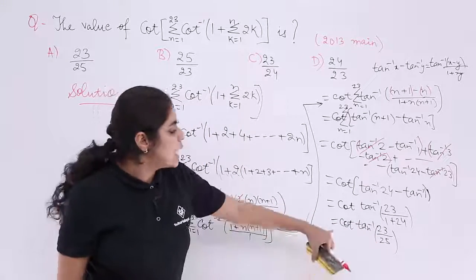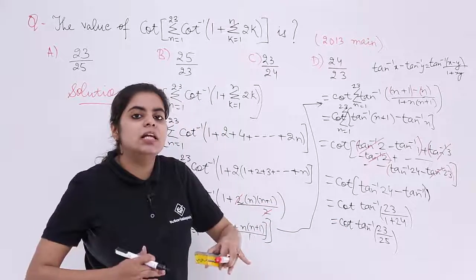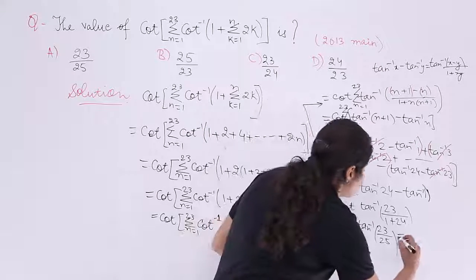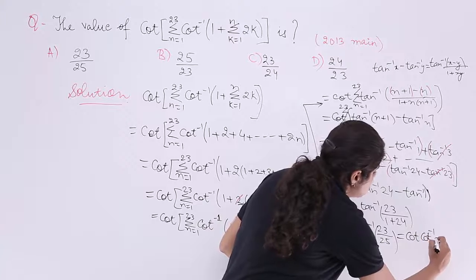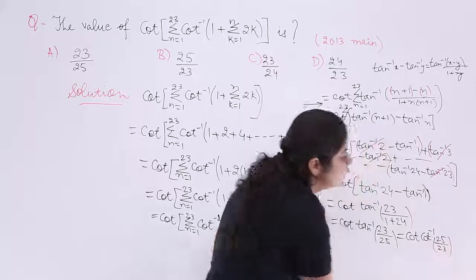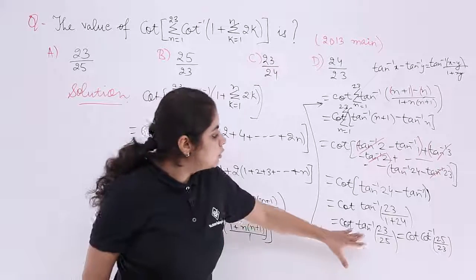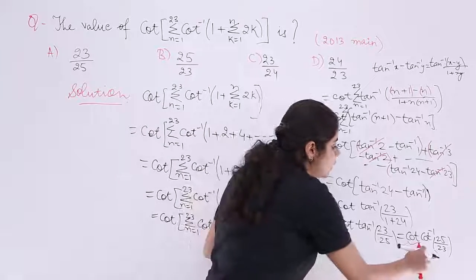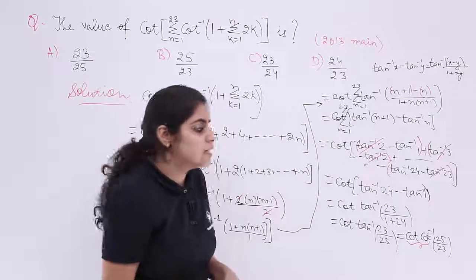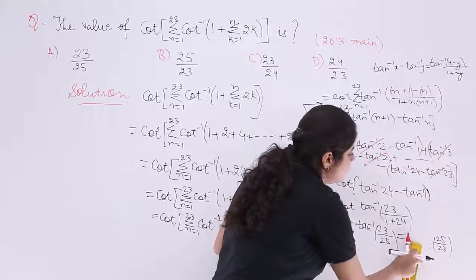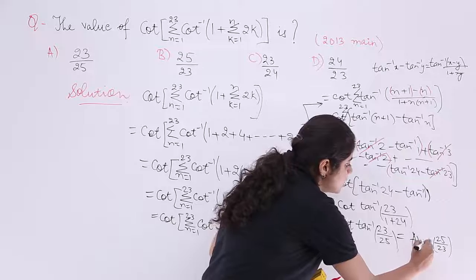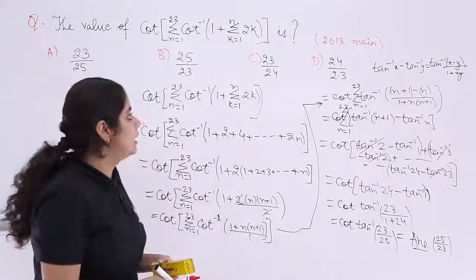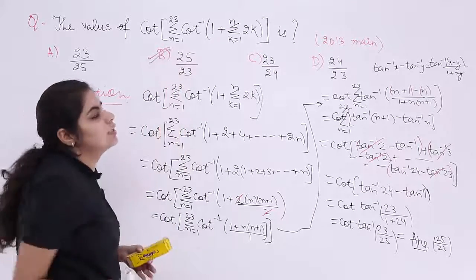No. Why? Because outside it is cot, inside it is tan inverse. So basically you have to have everything in cot inverse so that cot inverse and cot cancel each other. So it is cot inverse 25 upon 23. We already know this from the knowledge of inverse trigonometry, that if you have to change tan inverse to cot inverse, you have to reciprocal the numerator and the denominator. Now cot and cot inverse nullify each other. So what is my answer? My answer is only 25 upon 23. So this is the answer because cot and cot inverse nullify. So which option is 25 upon 23? Let's see it. So 25 upon 23 is basically option number B.